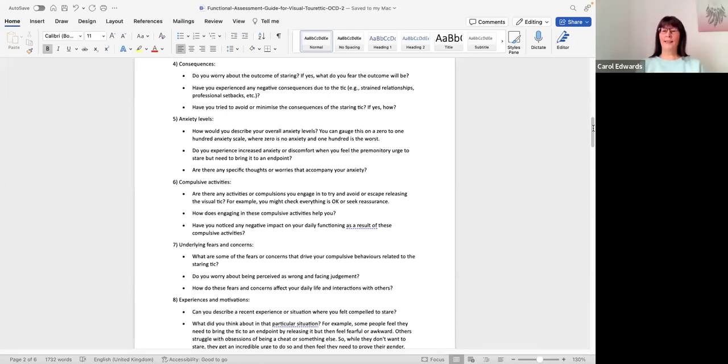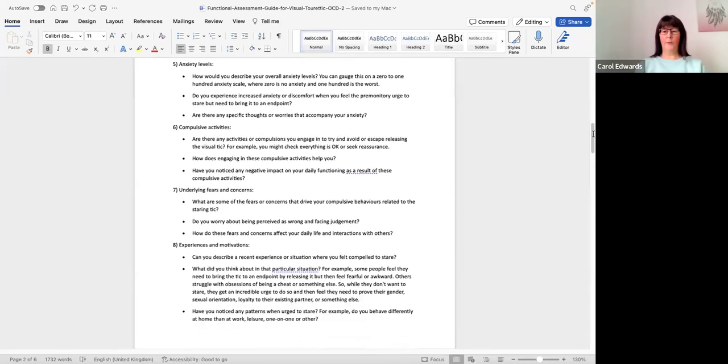So now we come to anxiety levels. So we've got the doubts, we're worried about these consequences, and then obviously we're going to get anxious about that. So the questions here would be, how would you describe your overall anxiety levels? You can gauge this on a 0 to 100 anxiety scale, where 0 is no anxiety and 100 is the worst. Do you experience increased anxiety or discomfort when you feel the premonitory urge to stare but need to bring it to an endpoint? Are there any specific thoughts or worries that accompany your anxiety? Anything to add, Matthew?